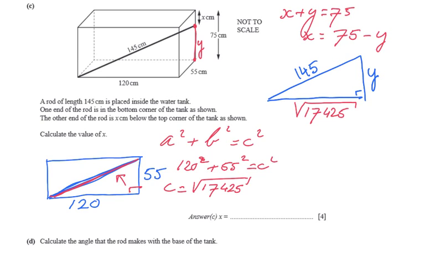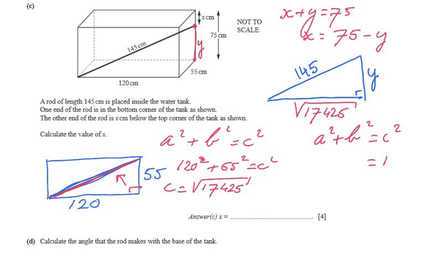Okay, because this length is that length, and now to find Y, yeah, I again use Pythagoras theorem. So a squared plus b squared equals c squared. And now my hypotenuse, so c, is 145.